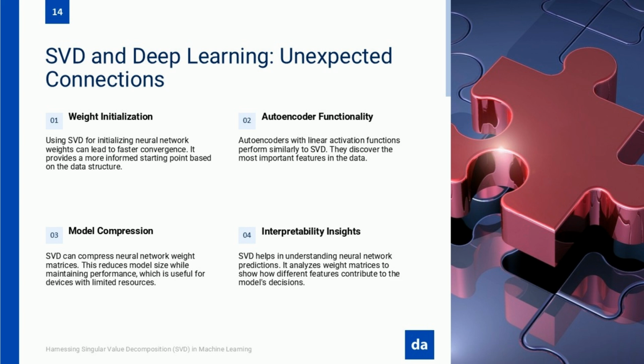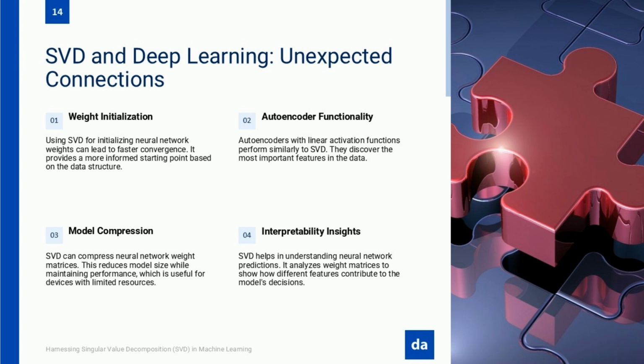The implications of these connections extend far beyond academic interest. By recognizing how SVD relates to deep learning, we can design better neural network architectures that leverage these mathematical principles explicitly rather than rediscovering them implicitly through gradient descent. Networks initialized with SVD-informed weights typically converge faster and generalize better. Compression techniques based on SVD enable deployment of powerful models in memory-constrained environments like mobile devices, and interpretability methods drawing on SVD concepts help address the black box problem that has long haunted deep learning applications in critical domains.